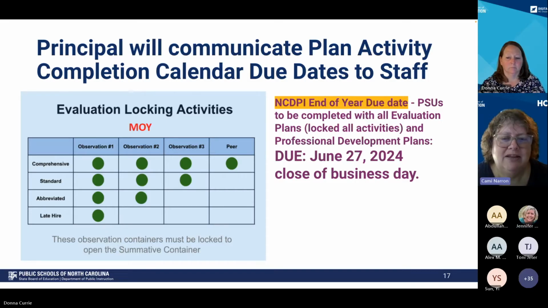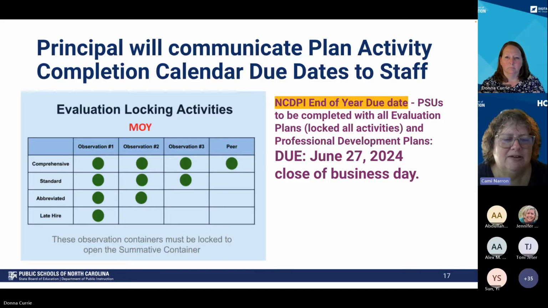NCDPI is asking that all the plans be completed by June 27th. That is a Thursday, June 27th, 2024, by the close of that business day. This is so DPI can use that Friday, June 28th, to review everything in the system, make sure everything looks good, and run DPI's reports as well. Your plan will show complete when the following steps in that graphic are completed.